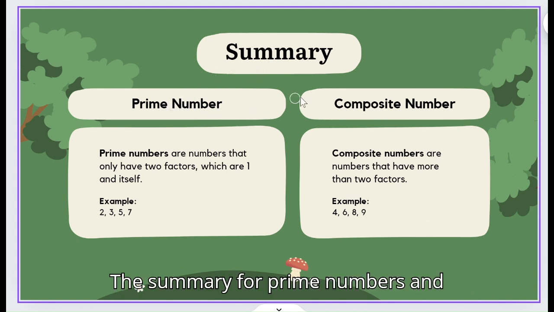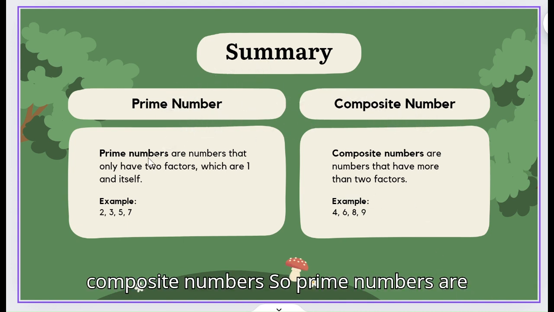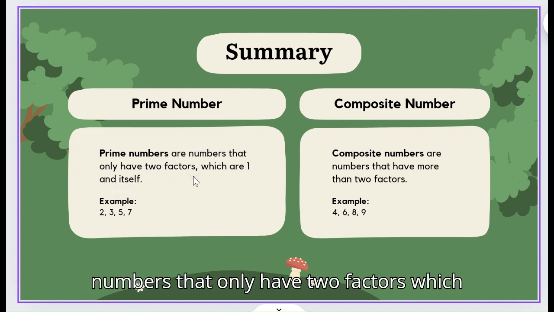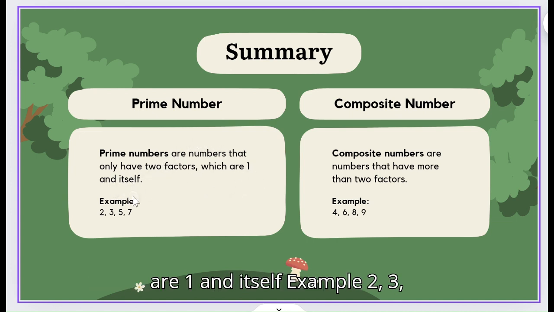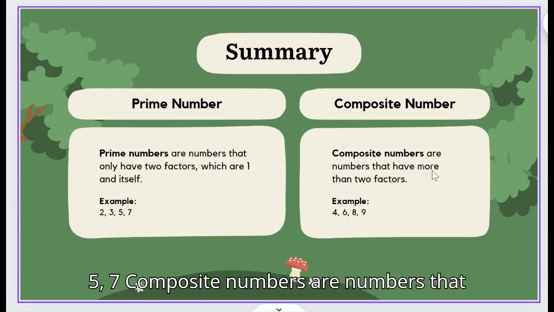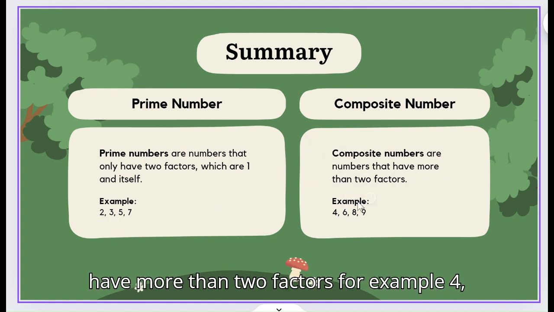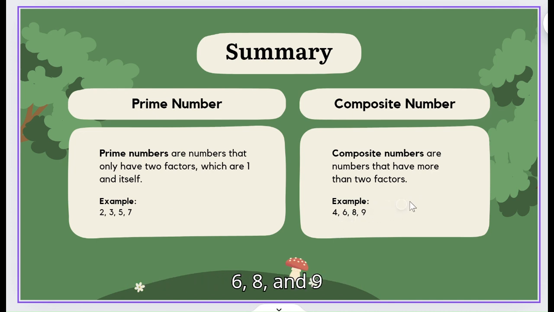The summary for prime numbers and composite numbers. Prime numbers are numbers that only have two factors, which are 1 and itself. For example, 2, 3, 5, 7. Composite numbers are numbers that have more than two factors, for example 4, 6, 8, and 9.